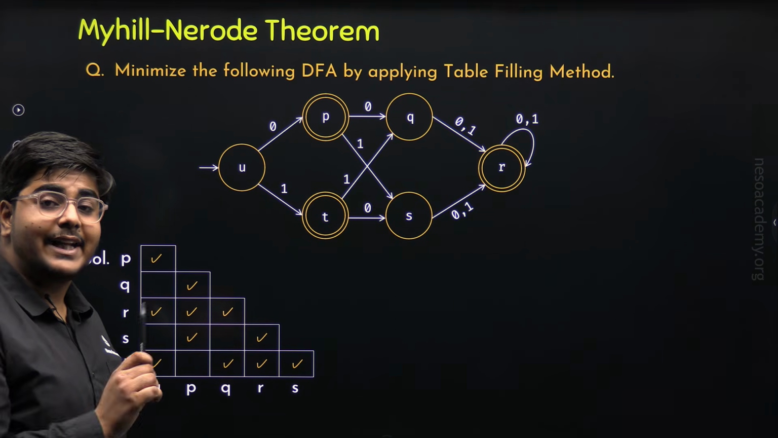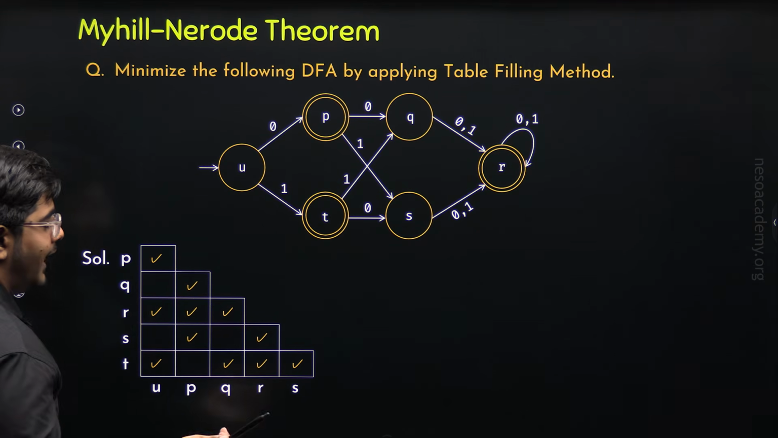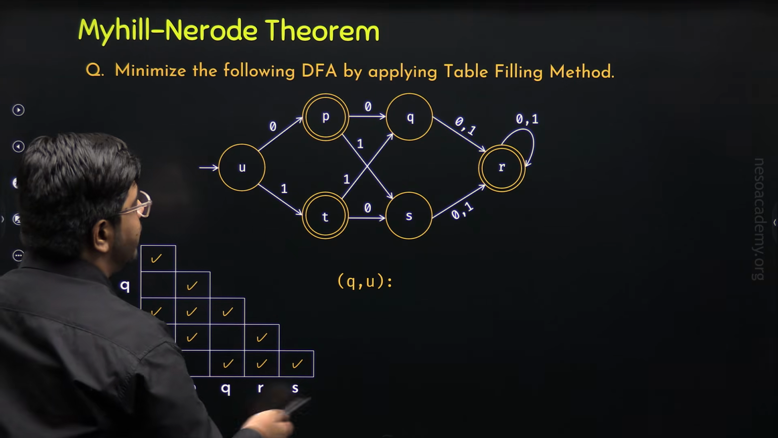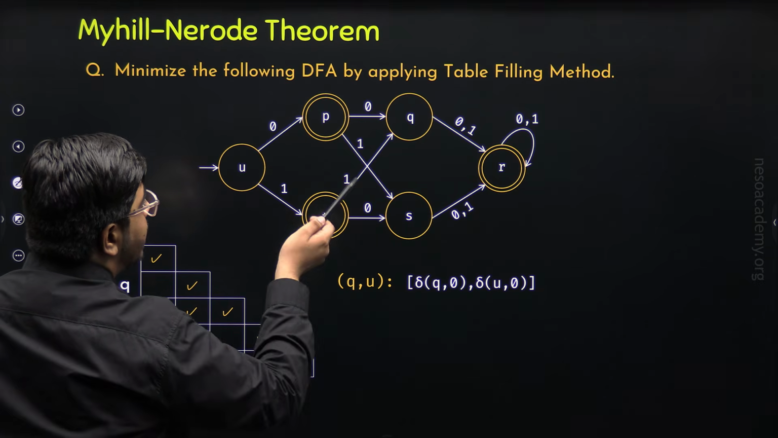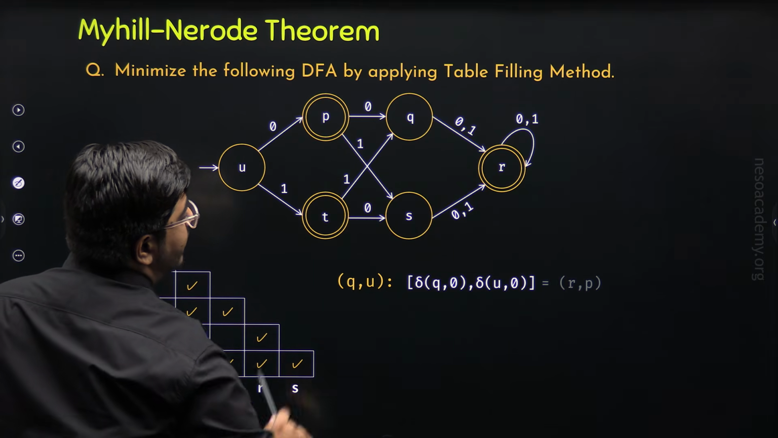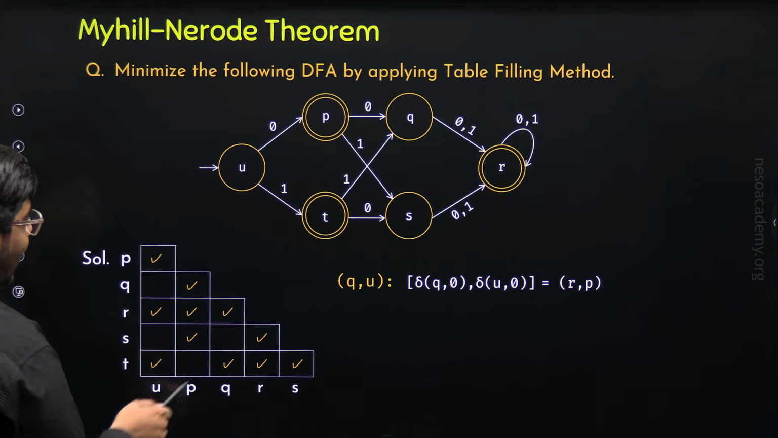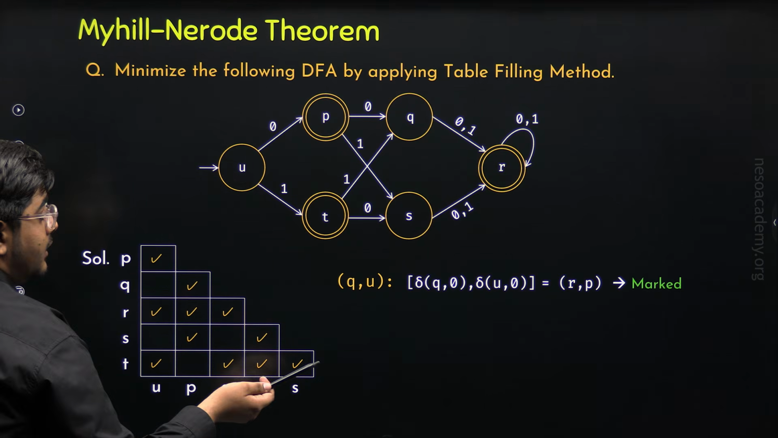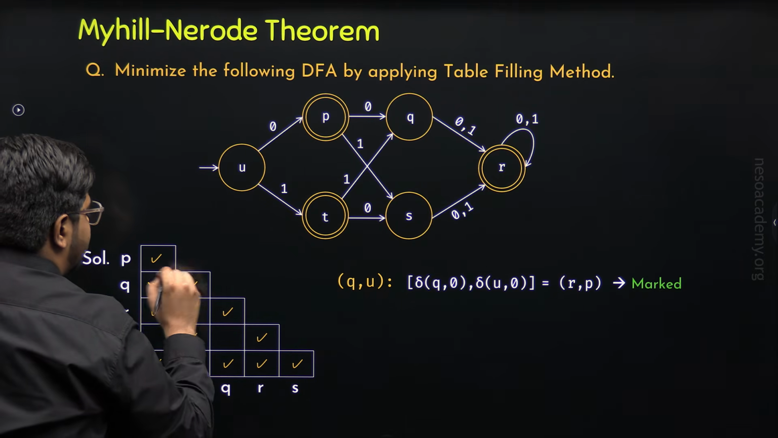Now we have to perform the second iteration. So we need to check from the first unmarked pair once again. So the first unmarked pair is QU. Now for QU, we need to write delta Q comma 0, delta U comma 0. Now Q comma 0 is R and U comma 0 is P. So here we will write R comma P. Let's check R comma P this time. This time R comma P is marked. So here we will write marked. Since R comma P is marked this time, we can mark Q comma U also.